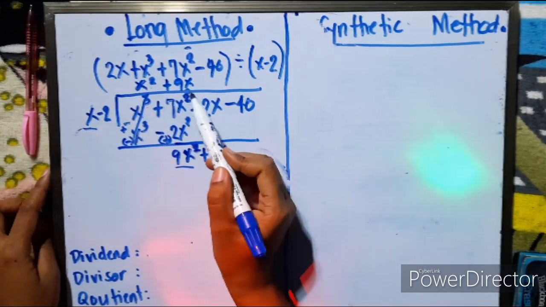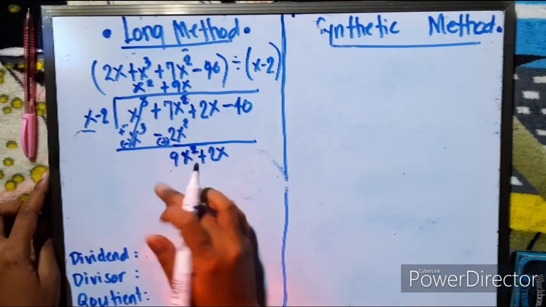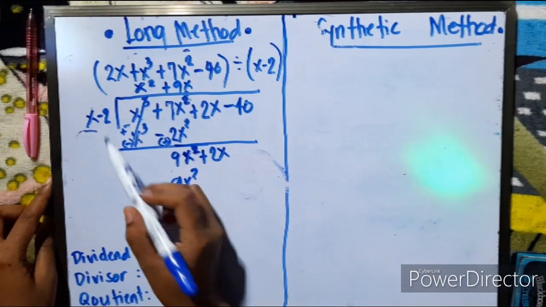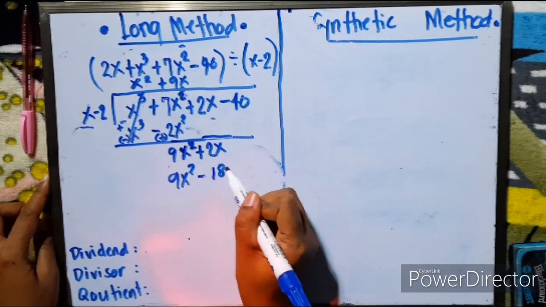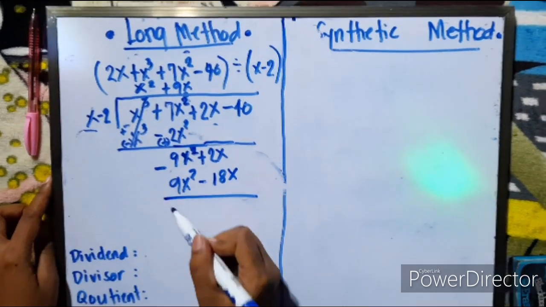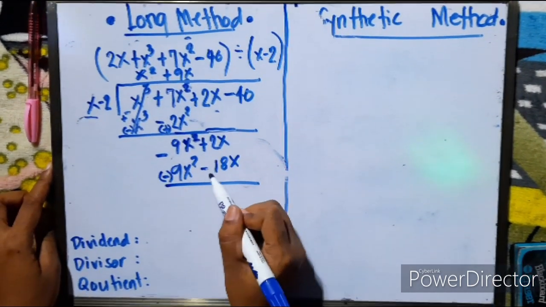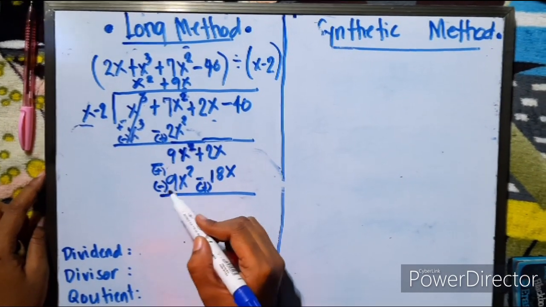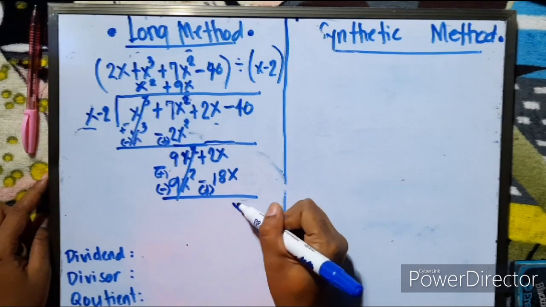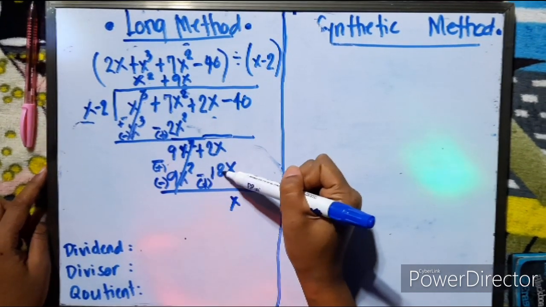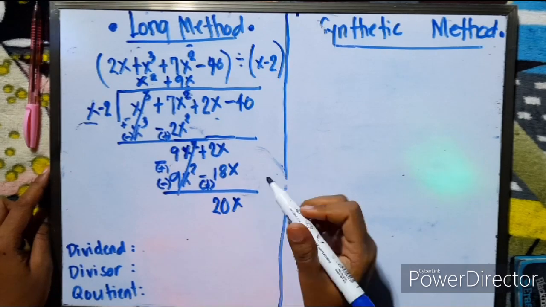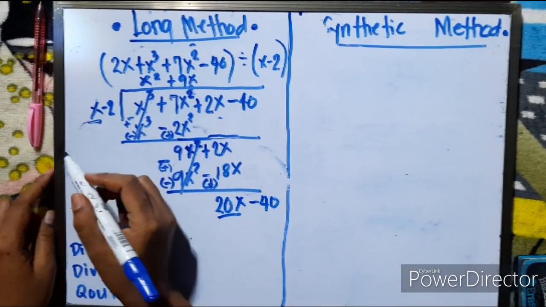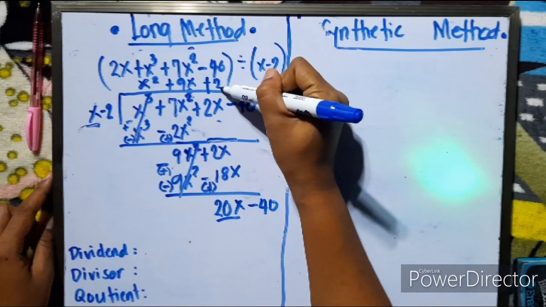Okay? Then, positive 9x times x, that is 9x squared. Next, 9x squared times negative 2, that is negative 18x. Okay, proceed to subtraction. Then, change this into negative sign. This becomes positive. So, 9x squared, and proceed to addition, plus negative 9x squared, that is 0. We have here x, positive 2 plus positive 18, that is 20. Positive 20. Bring down 40. 20x now divided by x, that is equal to 20.